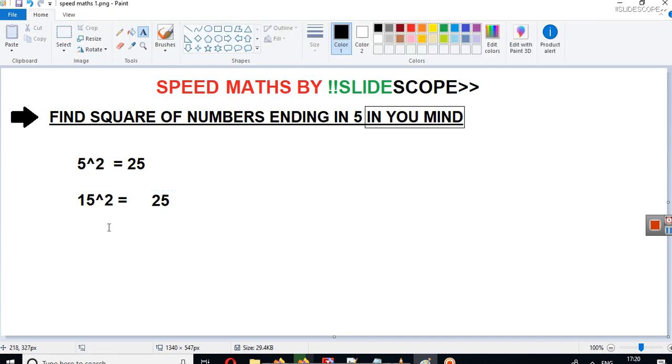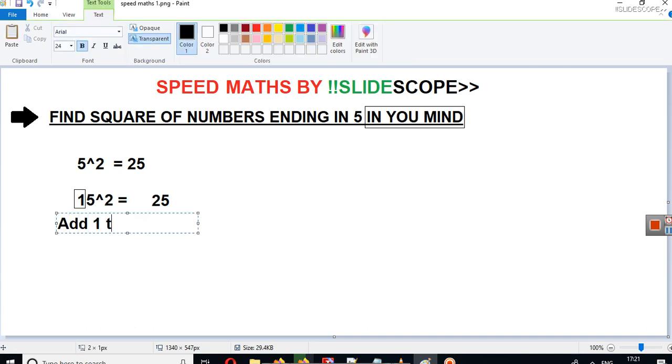Now what is this number? The number is 1. Leave 5 here. The number other than 5 is 1, so you have to focus on that number. There are two digits here, and one digit is 5. You have to focus on the other digit. That digit is 1. Add 1 to this digit.